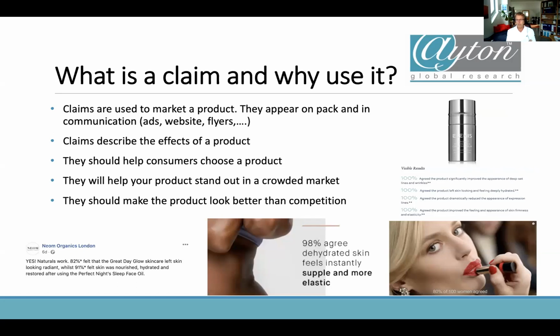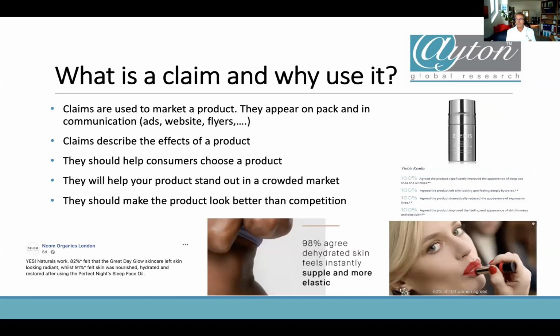And a claim should concentrate on the thing that discriminates you from a competitor and where you are better than your competition. So they shouldn't only make the product look better, but they should actually showcase why the product is better than the competition. Actually, we should rephrase this a bit.